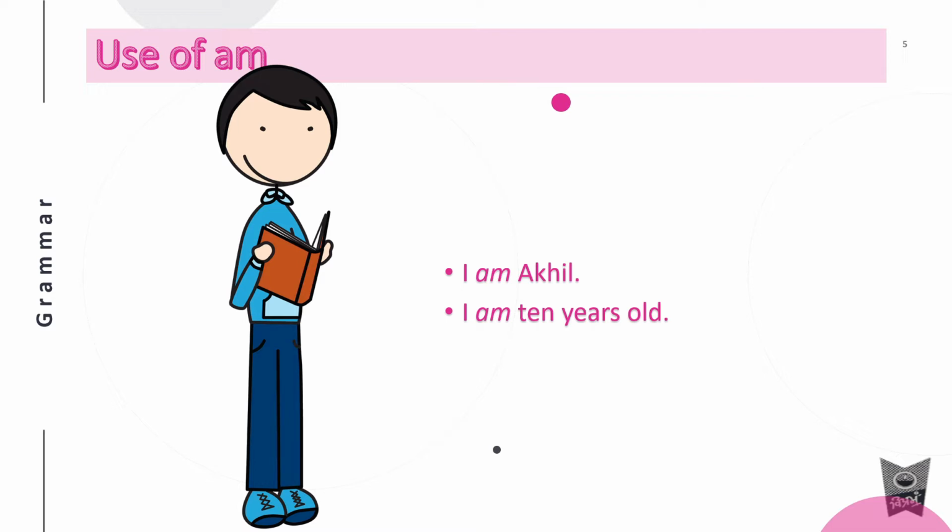Okay, the boy is talking about himself. So he's using the word I and he's using am. I am. I and am are going together. So I am 10 years old. I am tall and thin. Okay.